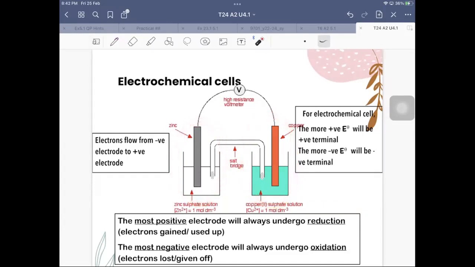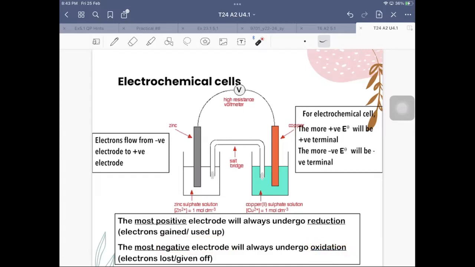A few things, what you need to know first and foremost is the most positive half cell will become the positive electrode, okay, automatically, and reduction will happen on the positive terminal or electrode. The most negative, or whichever is the less positive, it doesn't have to be a negative number, will then become the negative electrode, and oxidation will happen in this negative terminal.